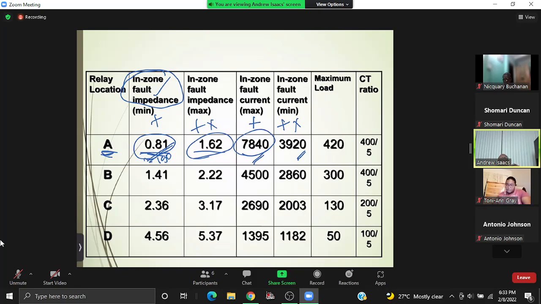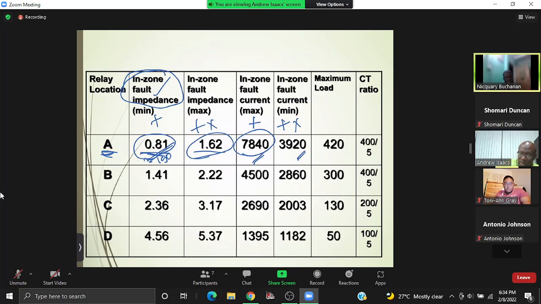All right, so anybody, can you remind me as to why we need to go through a grading exercise? What did I say? What's the purpose of going through this grading exercise? Sir, would that be to ensure that you have discrimination? Absolutely. So if I'm going to look at relay A, which relay would it be providing backup for? That would be relay B. Now, it therefore means that relay A must operate if relay B has a problem.